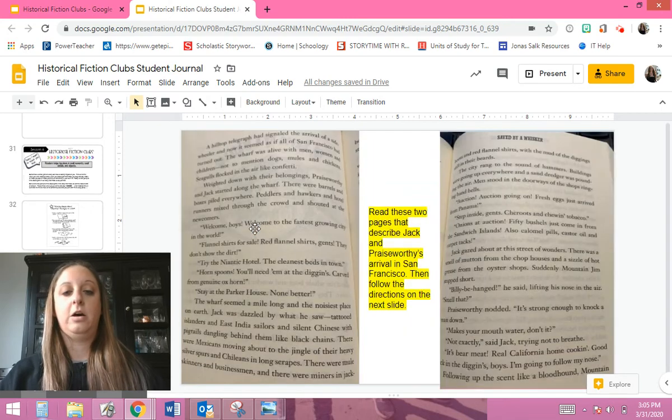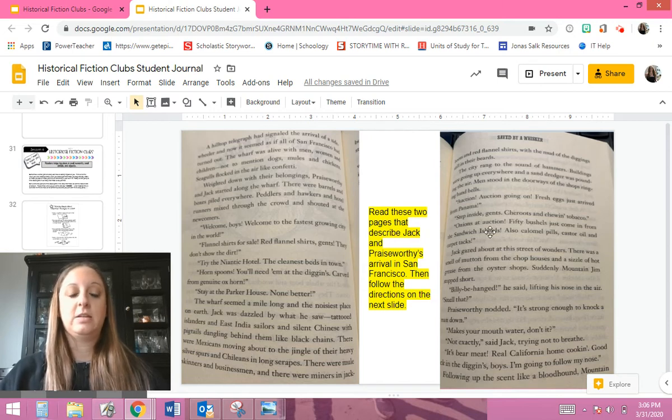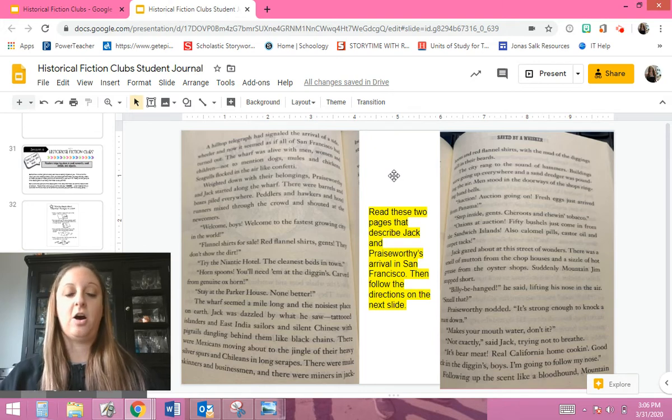Okay. All right. Then what we're going to do is we're going to read these 2 pages that describe Jack and Praiseworthy's arrival in San Francisco. So they finally made it after all this time. Okay. And we're going to read these 2 pages that describe what they're seeing and hearing and smelling and all this new stuff that's going on with them that they've never experienced before now that they're in this new place that they've never been before. Okay, so you're going to read these 2 pages.